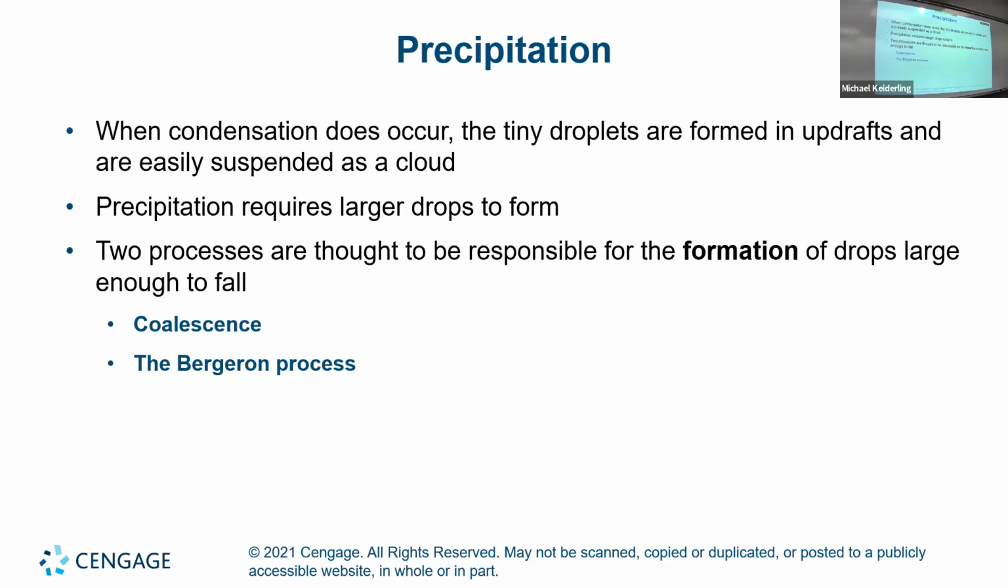Two processes are thought to be responsible for this formation of large drops. And they occur in different conditions. So they're how we get rain in different conditions. They are collision coalescence or coalescence and the Bergeron process. Our rain here is primarily driven by the Bergeron process. Most rain over continents and things like that, especially further north, is the Bergeron process. So coalescence is what happens in warmer situations. Bergeron process requires cold.